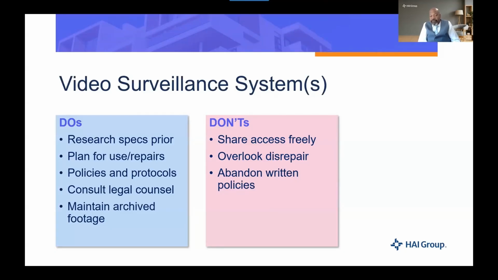Don't overlook disrepair. If you find that a camera is not working, when people know that your cameras are there, you want to make sure that they are all in good repair. Don't overlook disrepair. And do not abandon your written policies, because those can become a matter of a legal problem if you were supposed to do A, but you did M. So it's important that if you have a written policy in place on how your video surveillance system will work and will be used and who has access, stick to those things.